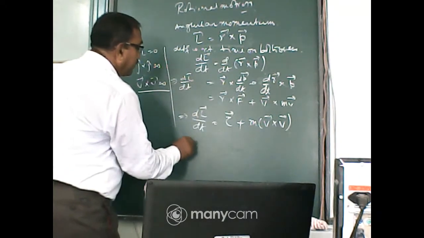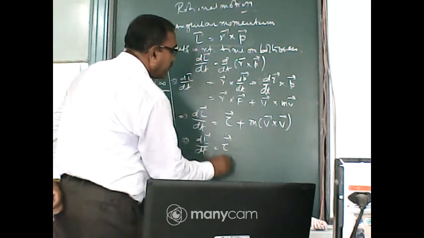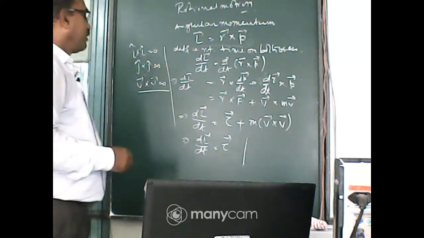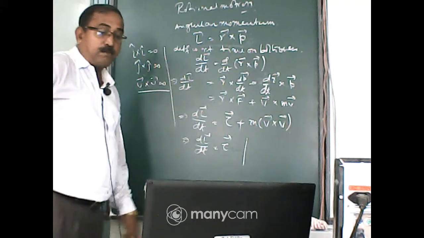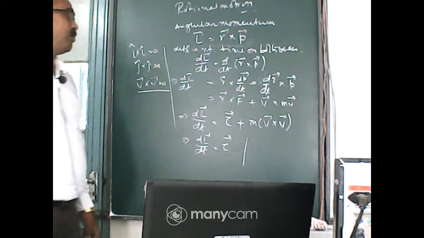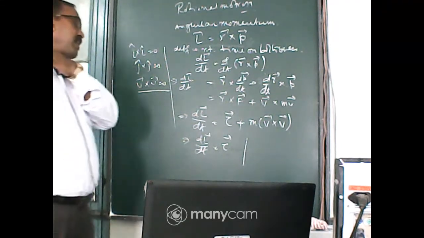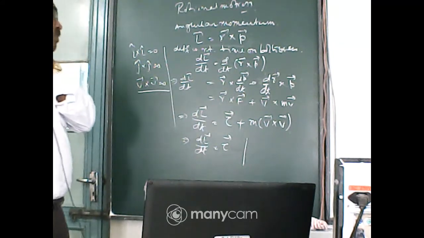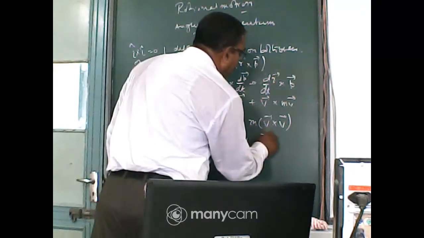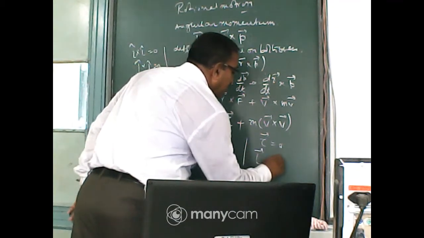We can write dL by dt equal to tau. So my dear student, v cross v equal to 0. This is the relation between the torque and the angular momentum. From this relation you can also derive the conservation of angular momentum. If the value of tau equal to 0, then L equal to constant.